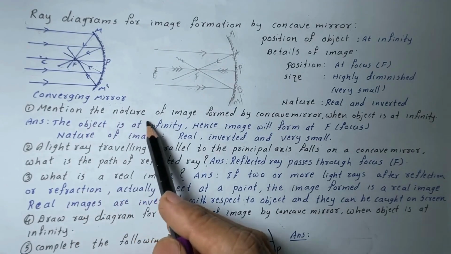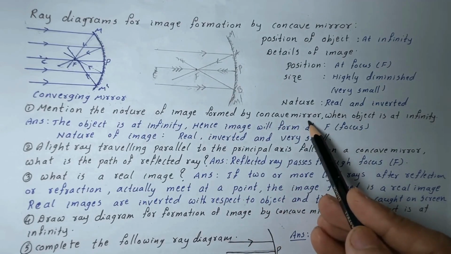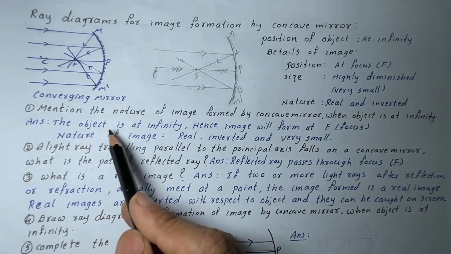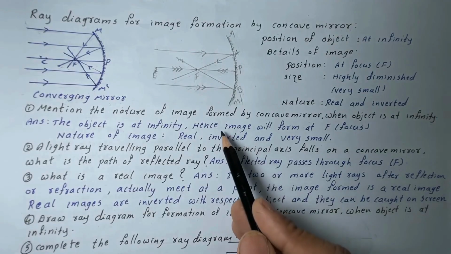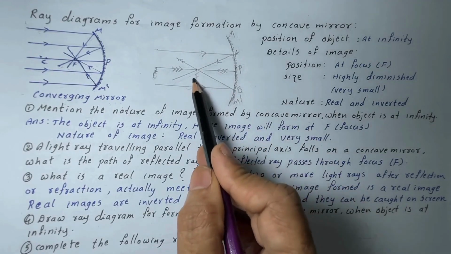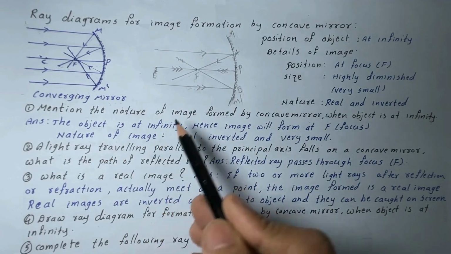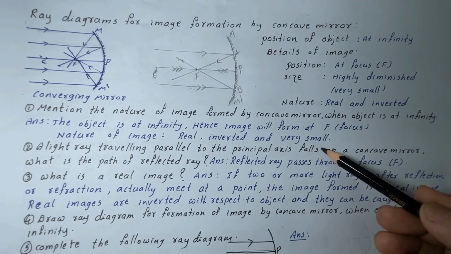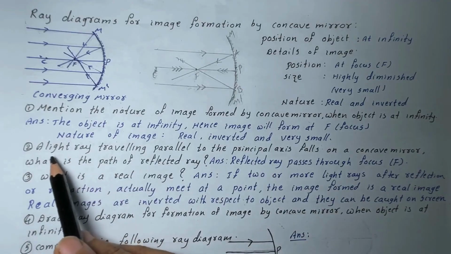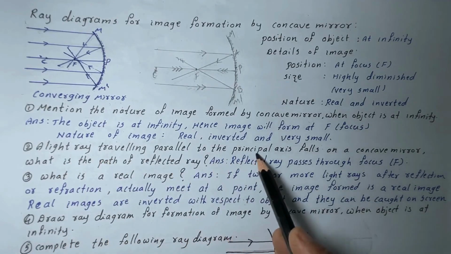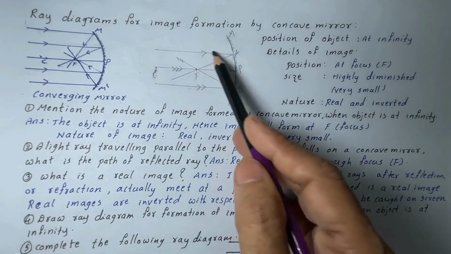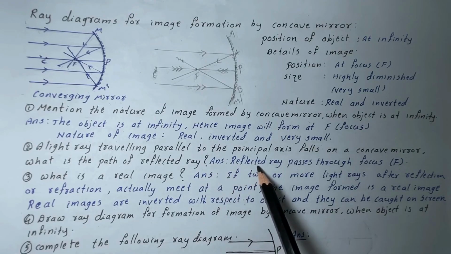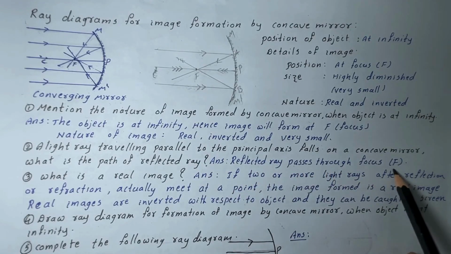First question, mention the nature of image formed by the concave mirror when the object is at infinity. Answer: the object is at infinity, hence the image will form at the focus F. The nature of the image is real, inverted and very small, almost point size. Second question, a light ray travelling parallel to the principal axis falls on a concave mirror. What is the path of the reflected ray? Answer: the reflected ray passes through the focus F.